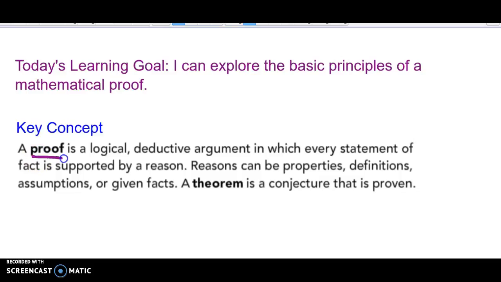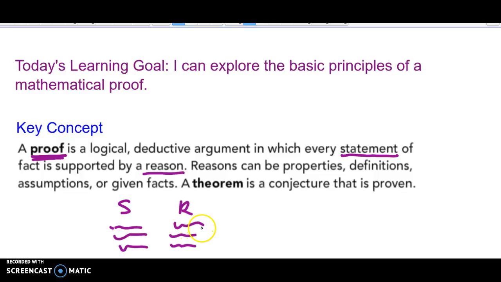So when we talk about a proof, we are proving that some mathematical concept is true. So it's a logical, deductive argument in which every statement of fact is supported by a reason. So we will always have statements listed, and each of those statements will be supported by a reason that proves it's true. So the reasons that we list over here could be a property, like the distributive property. It could be a definition, like the definition of a right angle. It could be an assumption, or sometimes it will be given facts, a fact that is given to you or presented.